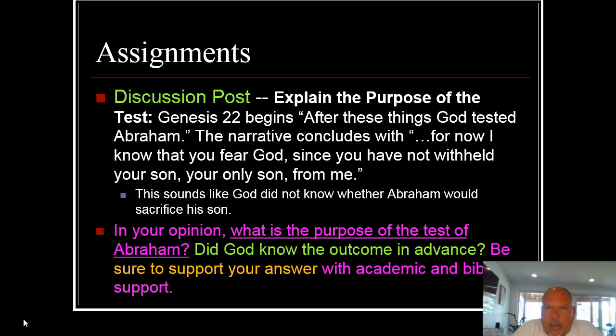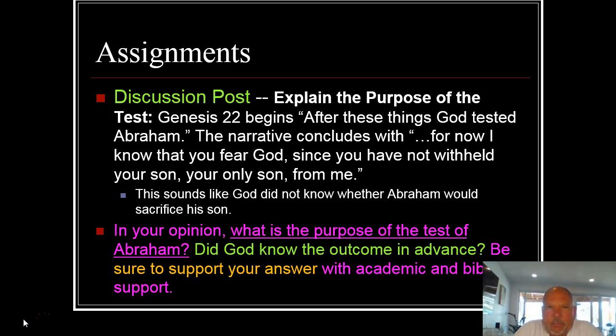Second, we have a discussion post, and I want you to explain the purpose of the test in Genesis 22, which begins, "After these things God tested Abraham." So we know right off the bat in this passage that what follows is a test. The narrative concludes with, "For now I know that you fear God, since you have not withheld your son, your only son, from me." Well, if you take this at face value, it says that God is testing Abraham, and that God didn't know the outcome until after the test was complete, and that God understood that, in fact, Abraham did have faith. So this sounds like God didn't know whether Abraham would sacrifice his son or not.